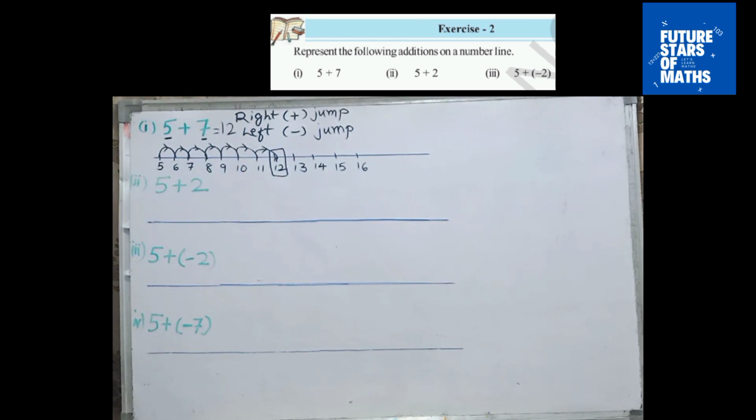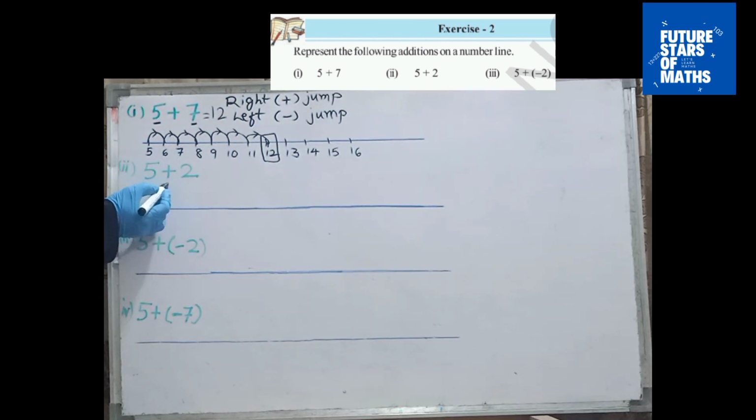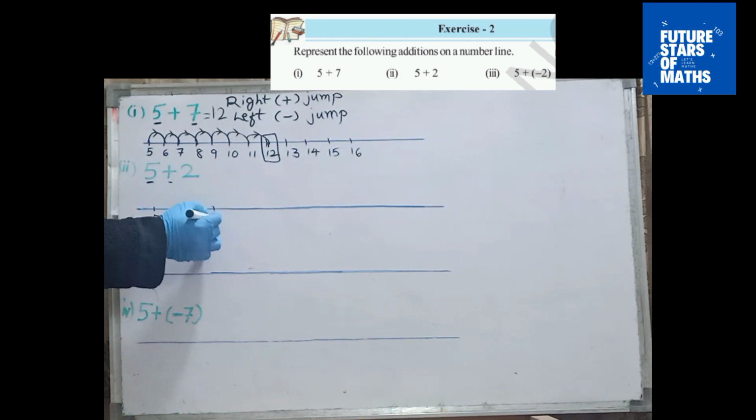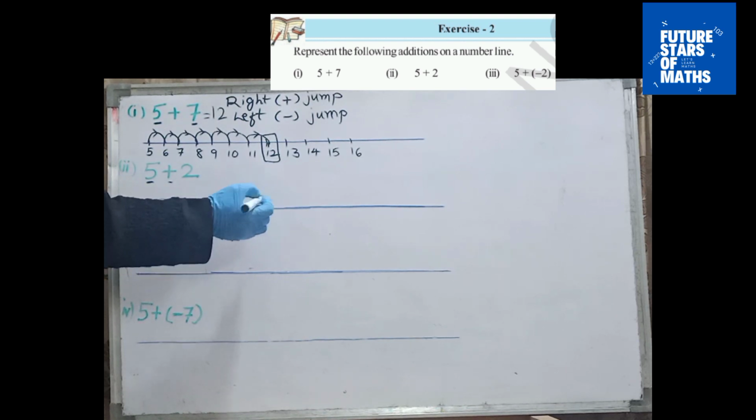Okay, students? The next question is 5 plus 2. Again we have to add, so we'll get numbers on the right side. We'll start from 5 onwards. Since the first number is 5, I am writing from 5: 6, 7, 8, 9, 10 and so on.